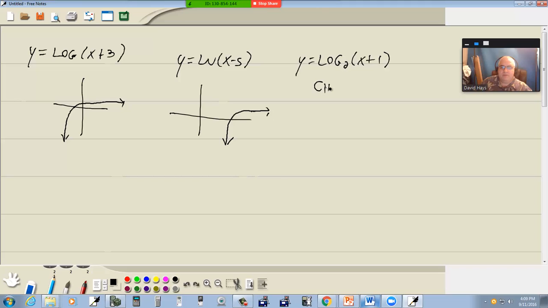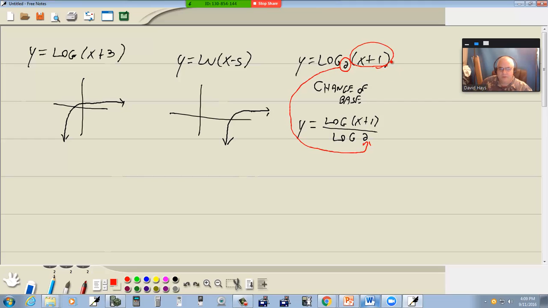What we have to do is use something called the change of base. So this becomes log of x plus 1 over log of 2. Now how that works is whatever your base is, right here, that always goes down to the denominator. Whatever follows your log is always what goes up on top. I might look at this and say that's more complex, yes, but now we can plug it in our calculator because we have a log button.